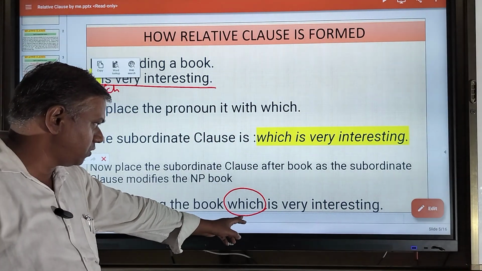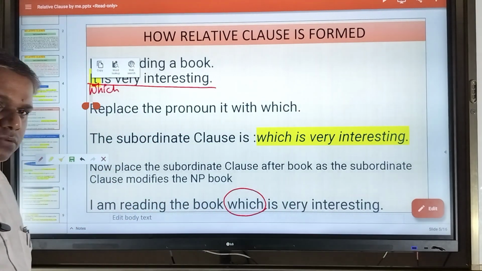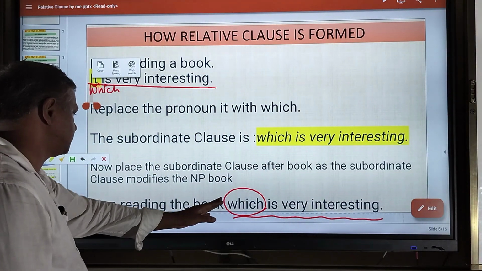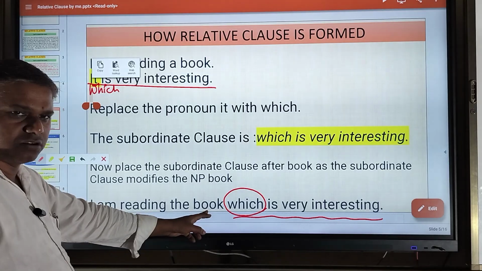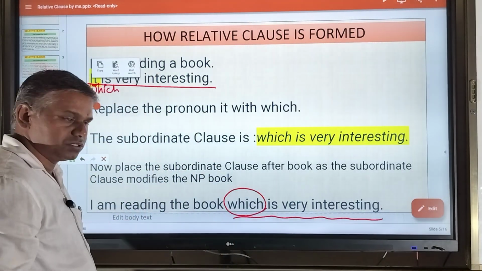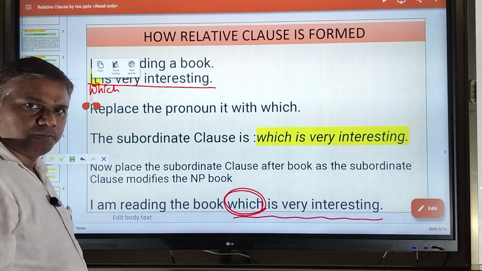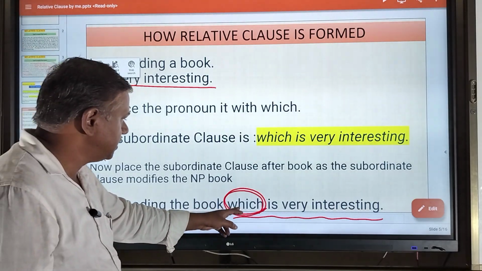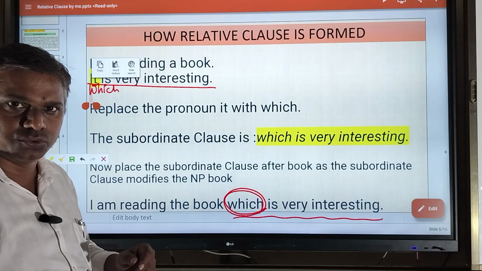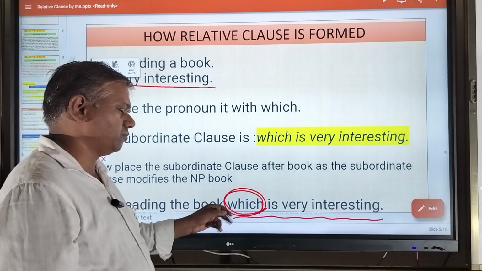This relative pronoun or the subordinator is used at the beginning of this clause. Which one is the subordinate clause? Okay, this one is the subordinate. I am reading the book is the main clause, and this one is the subordinate clause, and this subordinate clause begins with what? The relative pronoun which, or the subordinator. Which, that, who, where. Okay, these are the relative pronouns. Understood?